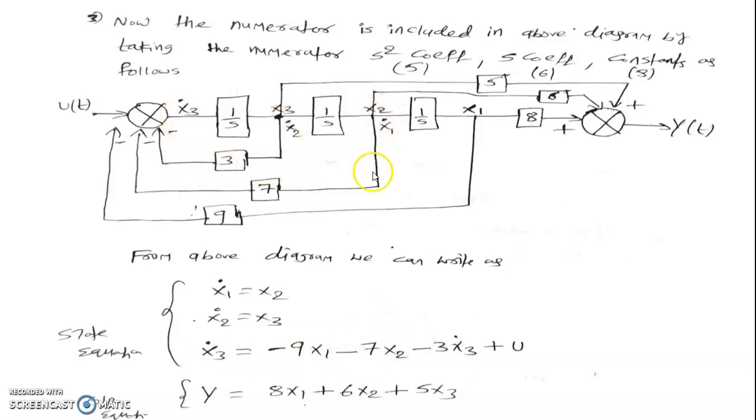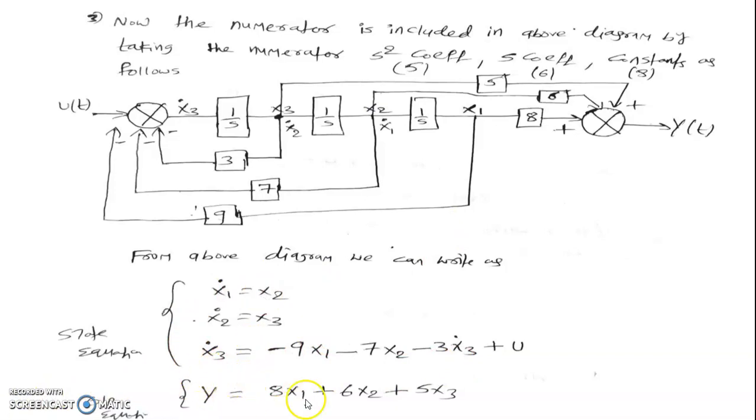The next input is x2 multiplied by 7 with a minus, so minus 7 x2 is another input. The next input is minus 9 into x1. So x3 dot is equal to u of t minus 3 into x3 minus 7 into x2 minus 9 into x1. That I have written here: x3 dot is equal to minus 9x1 minus 7x2 minus 3x3 plus u. This way you will write the state equations.